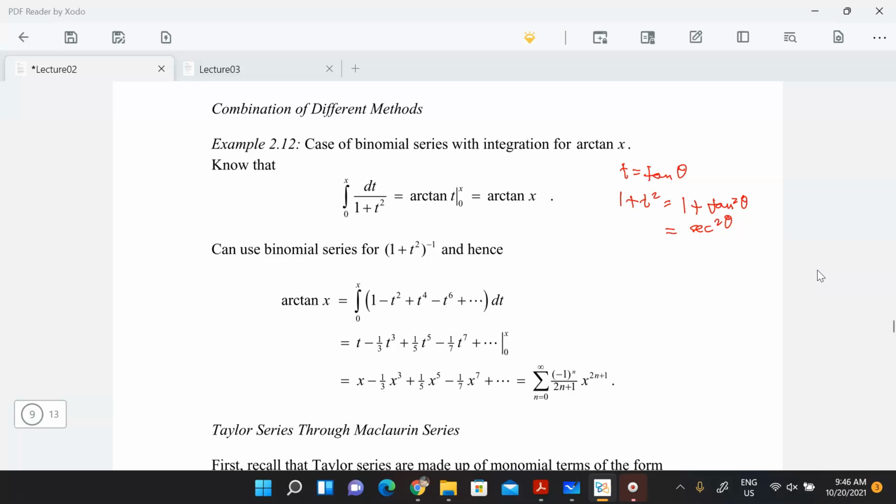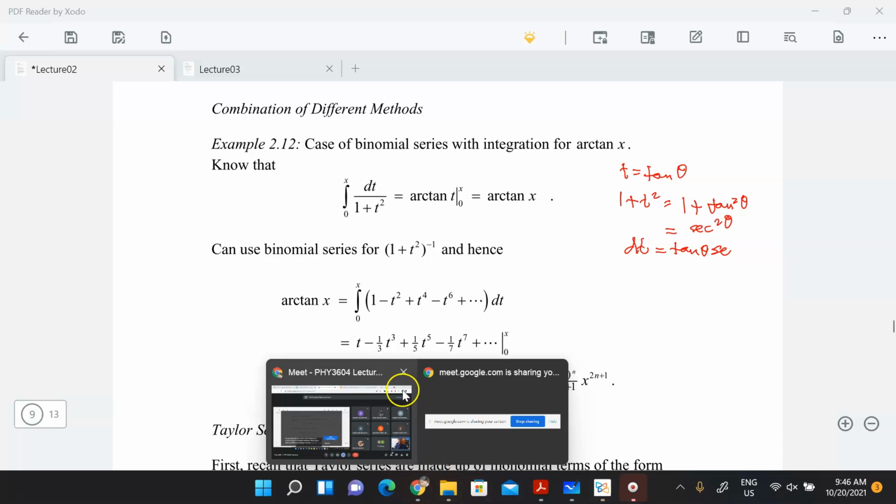And then what would be dt? dt will be tangent theta secant theta. What was it? What's the derivative of tangent theta? Let me go to Wolfram Alpha. I can't remember my calculus now.